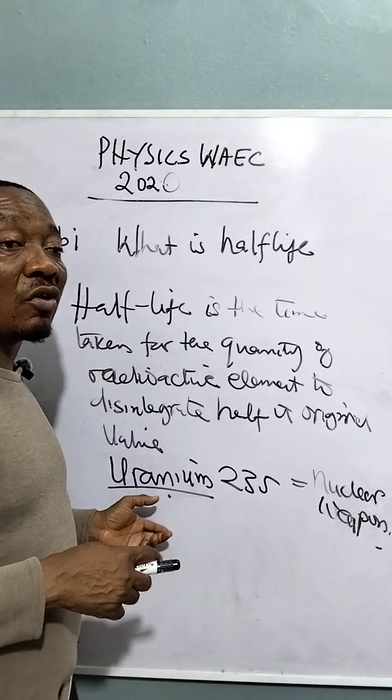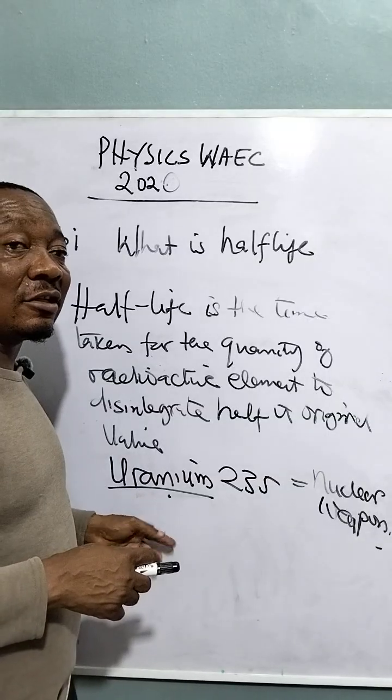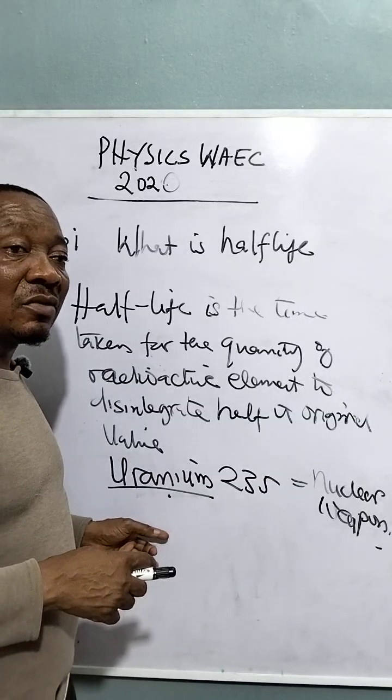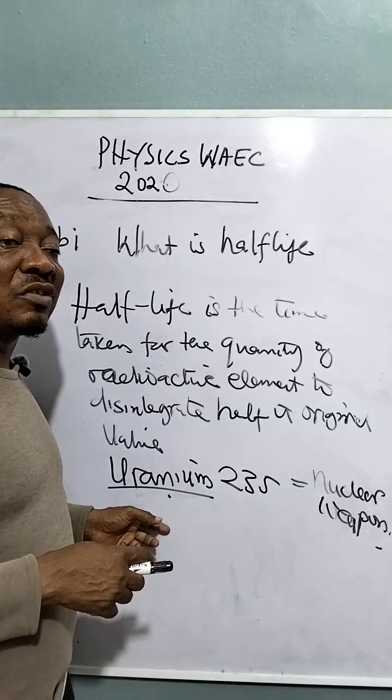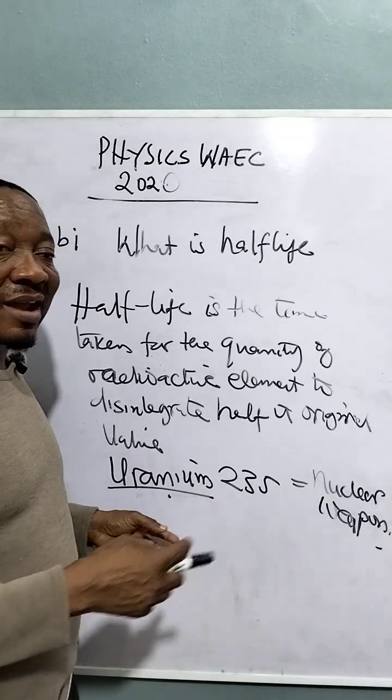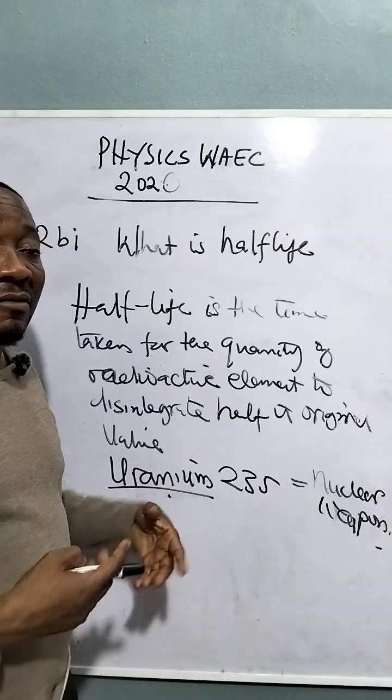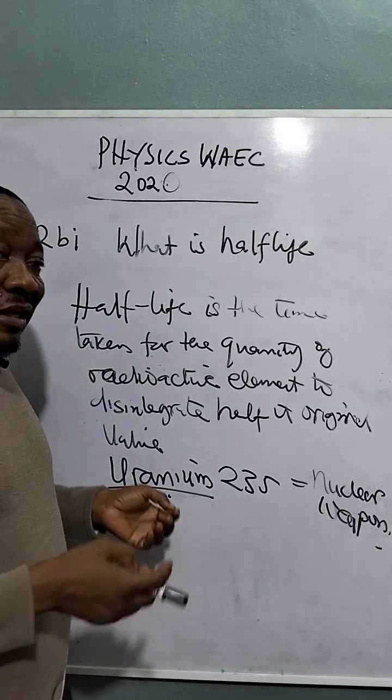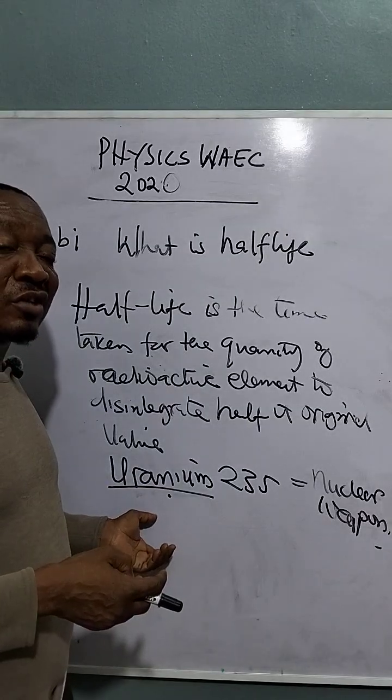We find this in the soil, in water, and in rock. When we find this in water, we use it to generate electricity. And when we find it in the rock, we extract it and use it as a nuclear weapon. So there is economic usefulness of this.